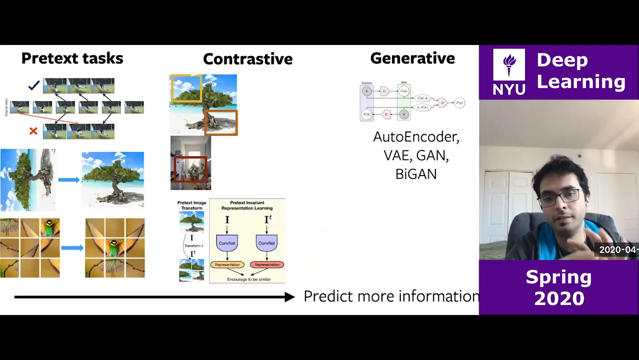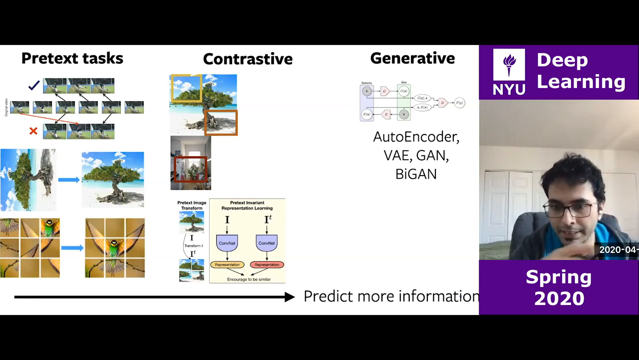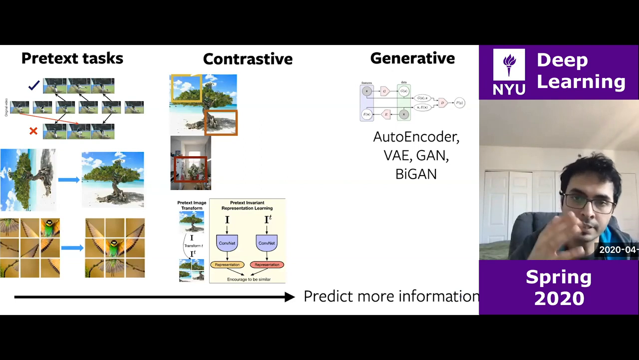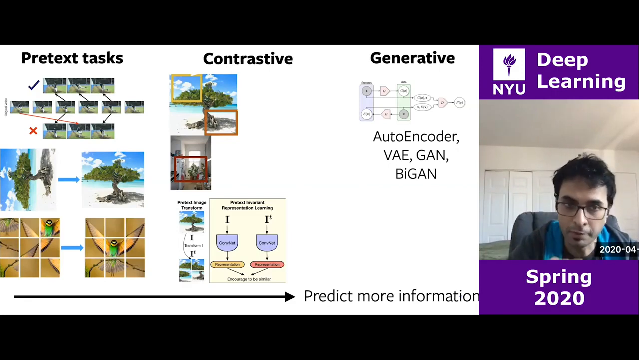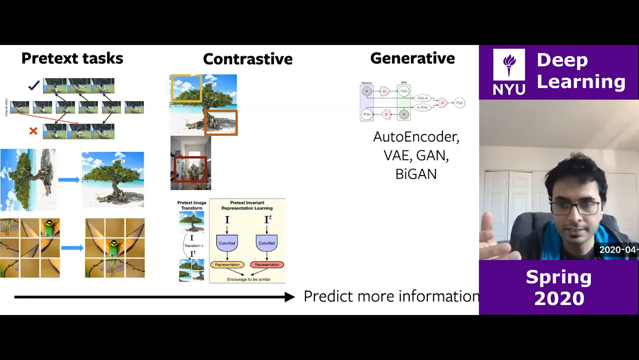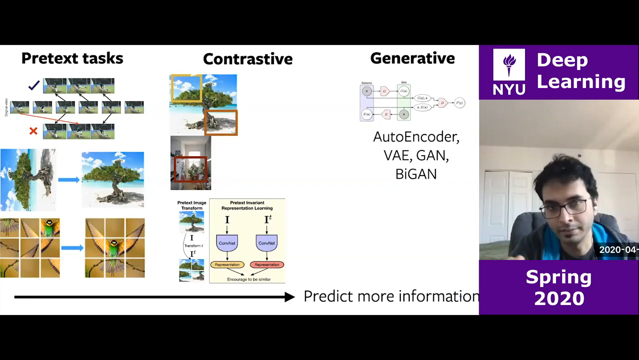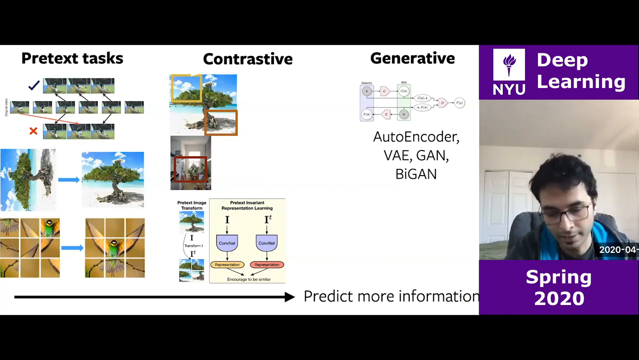In general, this is going to guide the next part of my talk. You can think of predicting more information as an axis, and I'll talk about two different categories. Pretext tasks are what I've been talking about till now, which is predicting simple classification problems, like different degrees of rotation. I'll move to contrastive methods, which predict way more information than these pretext tasks. In this talk, I'm not going to talk about generative models, but generative models predict more information than, say, a typical contrastive method. So this is one way of thinking about these classes of methods.